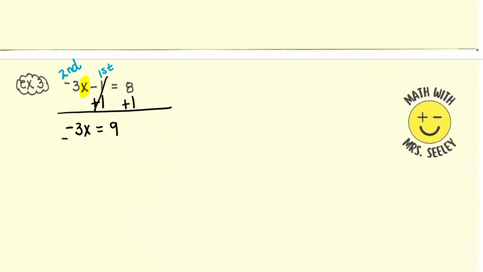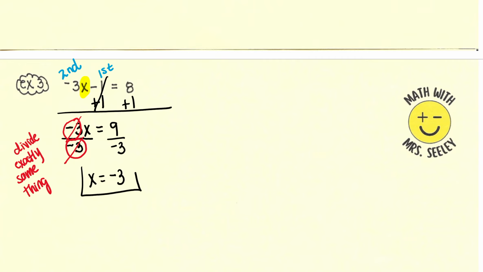Now, this is attached by multiply. So therefore, I have to divide. When you divide, and this is really important, you have to divide by exactly the same thing. If that is a negative 3, then you have to divide by a negative 3. That's the only way for it to cancel, is negative 3 over negative 3 cancels out. So then I have x equals positive divided by negative is negative 9. And don't forget, you're able to check your answer.